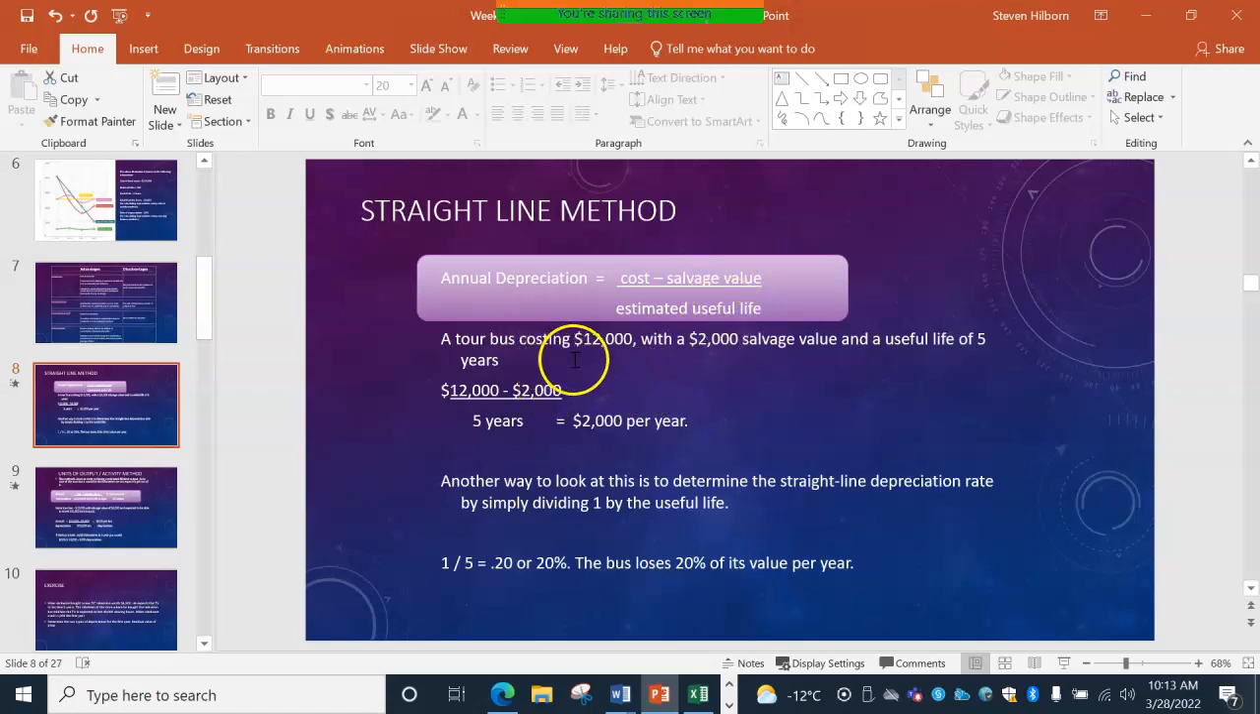So they say a tour bus costing $12,000 with a $2,000 salvage value and a useful life of 5 years. Okay. So we do the top one first. 12,000 minus 2,000 is 10,000. We divide that by 5 years. This will depreciate $2,000 every single year. So this is the straight line, or one divided by five. We'll also tell you that this bus will lose 20% of its value every single year until the end.